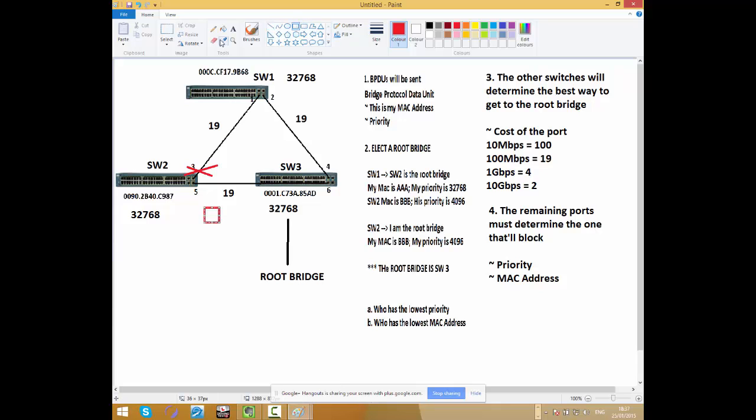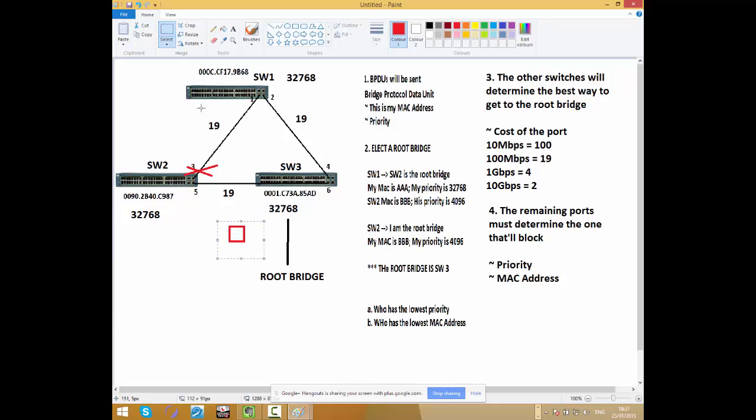So now, if there were to be a broadcast traffic, like we described in the beginning, that's going round and goes here and comes out, this guy is like, no, I'm blocking. So now there's no loop at layer 2. So that's how spanning tree operates. So let's carry on.